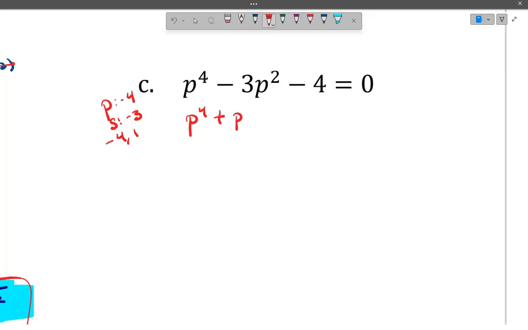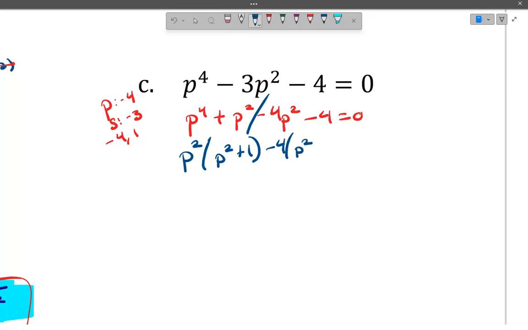So I'm going to split this into p to the fourth plus p squared minus 4p squared. I split this negative 3 into these two terms. Minus 4 equals 0. We can factor by grouping. P squared, leaving me with p squared plus 1, minus 4, leaving me with p squared plus 1. So we have p squared minus 4 and p squared plus 1.